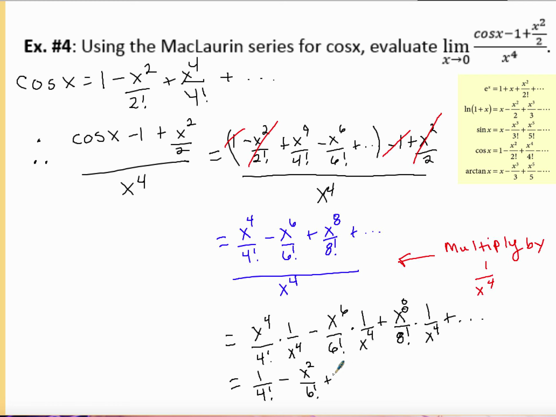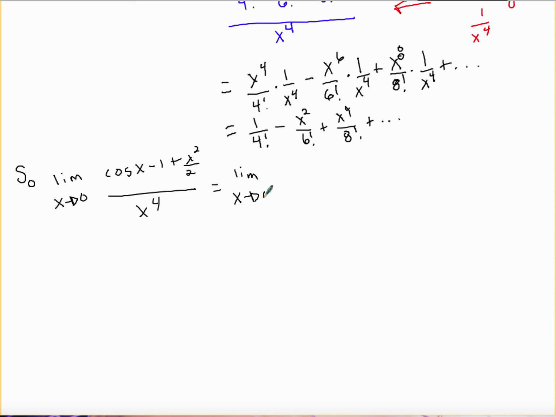And that's fantastic. But this question does not ask me just to rewrite the Maclaurin series for this cosine fraction thingy. It's asking us to evaluate the limit. So let's find it. The limit as x approaches 0 of the cosine of x minus 1 plus x squared divided by 2, all divided by x to the 4th, is going to equal the limit as x approaches 0 of this whole crazy series that we just found. So that's going to be 1 divided by 4 factorial minus x squared divided by 6 factorial plus x to the 4th divided by 8 factorial, and on and on and on.